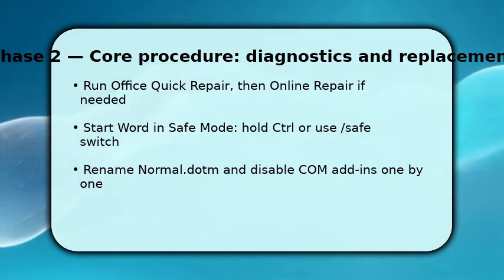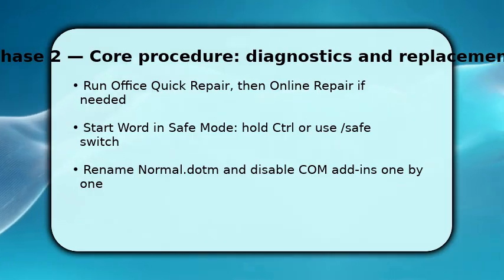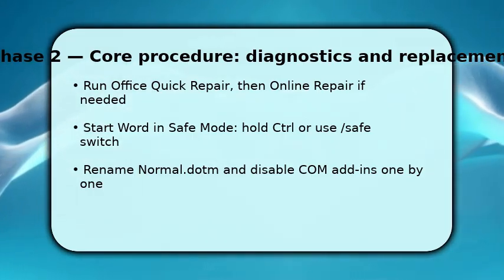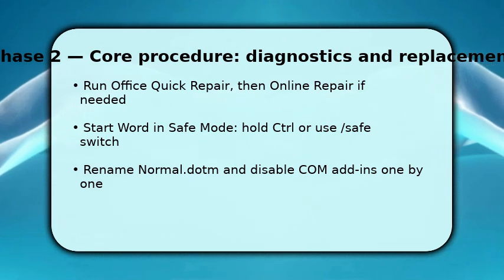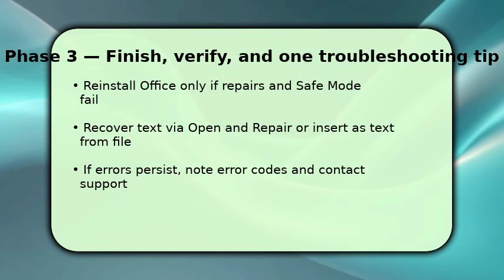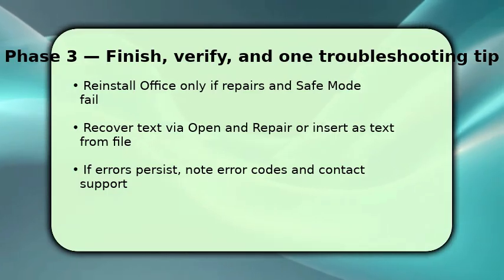Next, rename normal.DOTM to force a clean template. This resolves corrupt styles. These steps fix most mid-process corruption and config errors. Finish by running any remaining updates for Office and Windows. Stability often returns after patching.